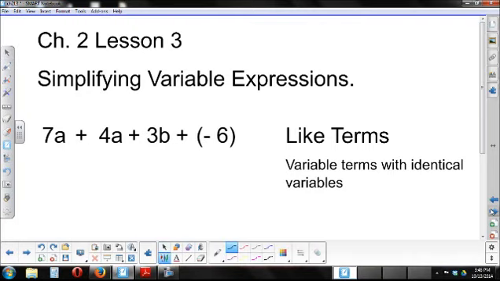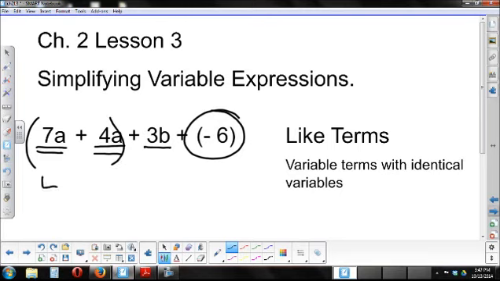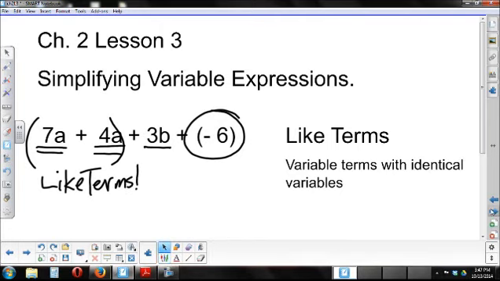So, negative 6, this is your constant, no variables at all. Then we have 3b, and here we have 7a and 4a. 7a and 4a have the same variable, a. Therefore, they are like terms. And like terms can be combined. But we'll talk more about that later.